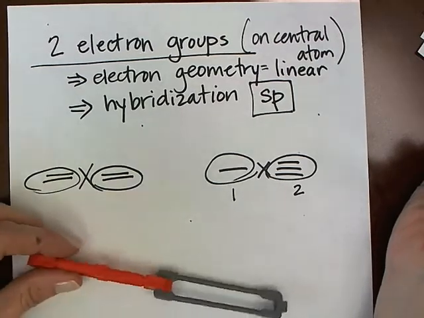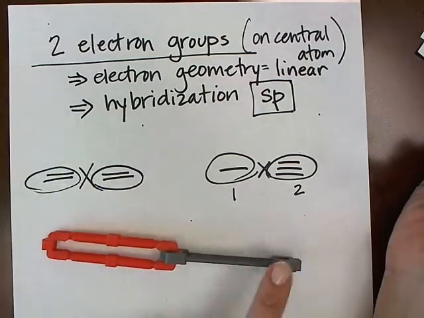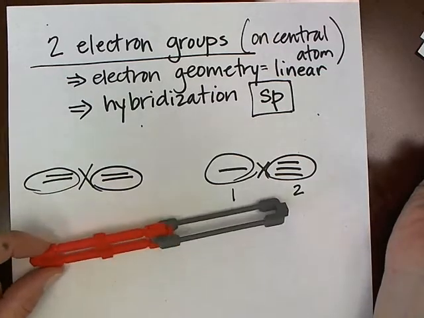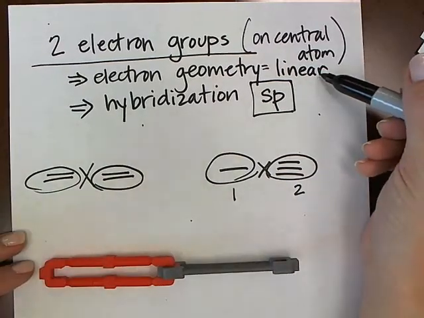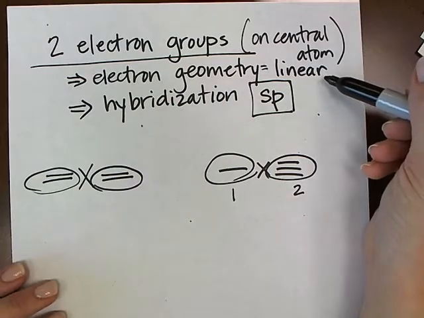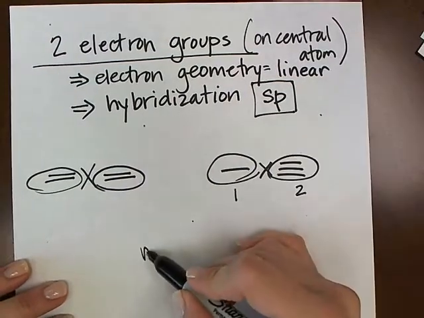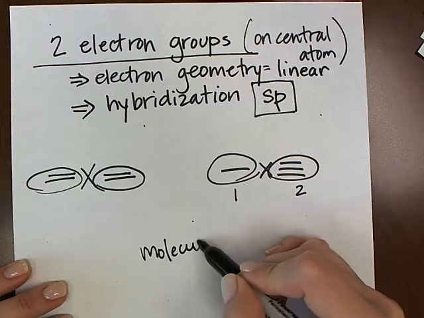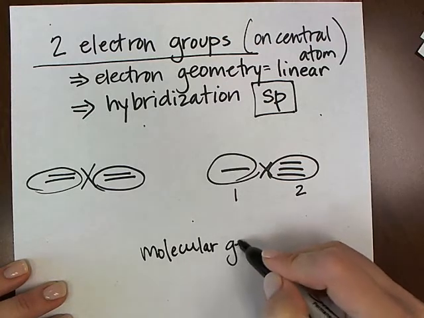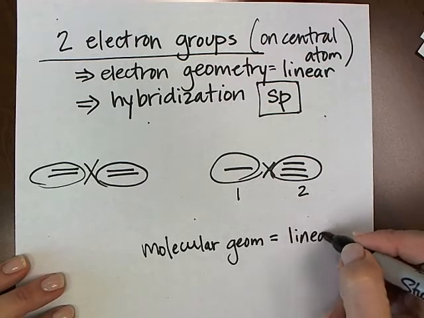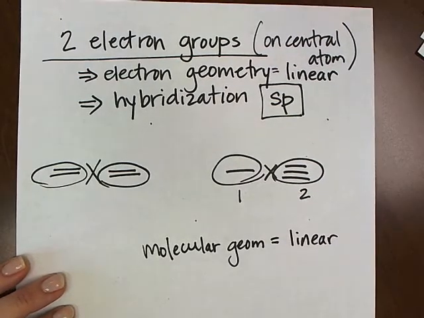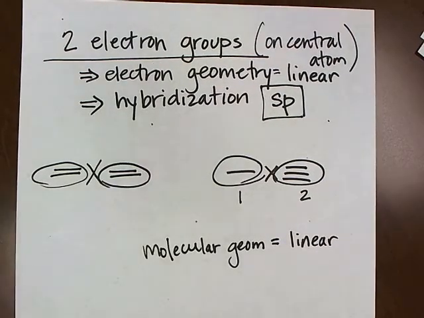And the molecule might look something like this. Here's our central atom, and the other two will be bonded 180 degrees from it. The electron geometry is linear, so is the molecular geometry. The molecular geometry actually takes into account the atoms that are attached, and it will also be linear for both of these.